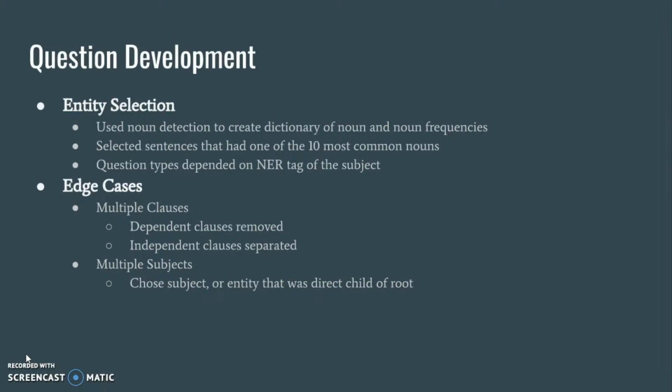Once we have all the sentences, we then separated them into individual bins that pertain to each type of question. So who, what, when, where, why, and binary. And the way we did this is based off of the NER tag of the subject. However, in the cases where there are negations, we separated them directly to yes, no.